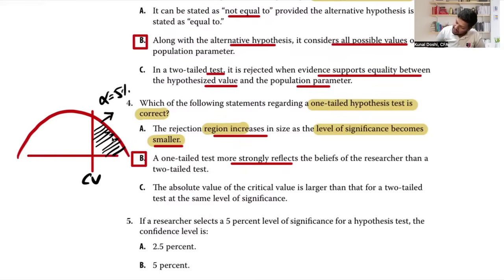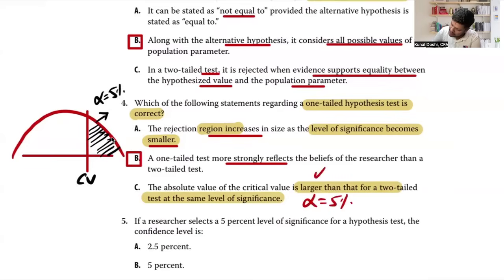C, the absolute value of the critical value is larger than that for a two-tailed test at the same level of significance. What does this mean? Well, this means that, let's say, for the Z value for a 5% alpha, if it is two tail and if it is one tail, what are the values?